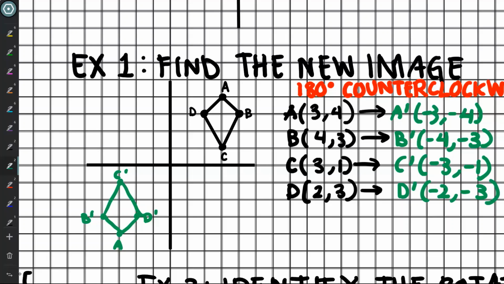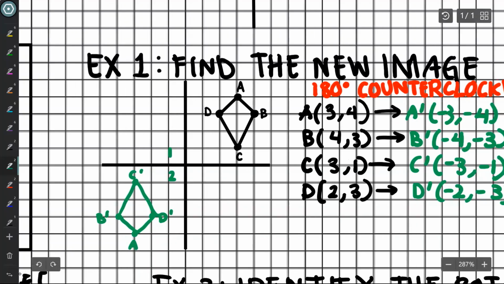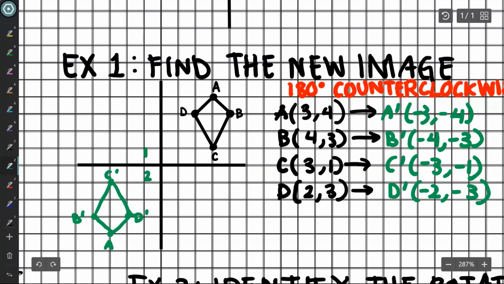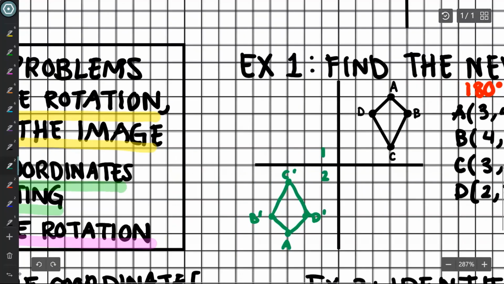So notice we moved 2 quadrants over. So 90 and 90 is 180. This is our new image. So you can do this on your exit ticket by doing the rotation like this, writing out the coordinate points, and then just match the image in the answer choices.